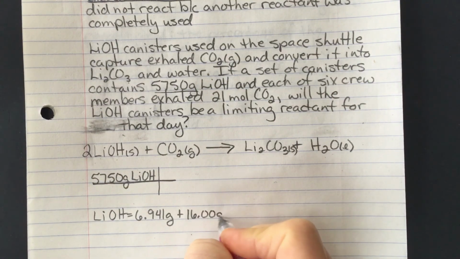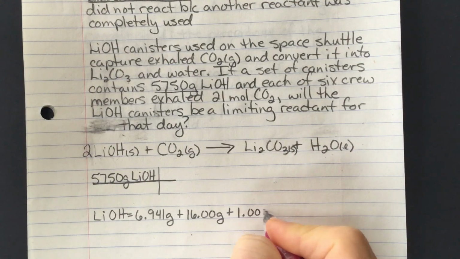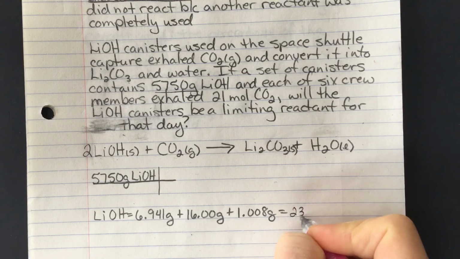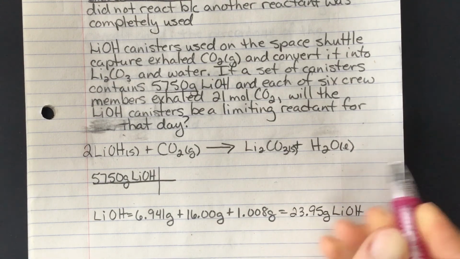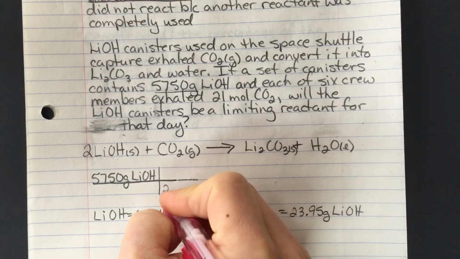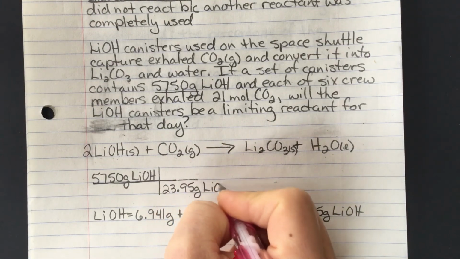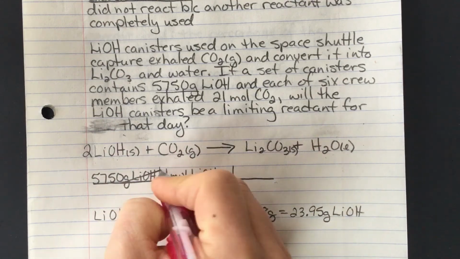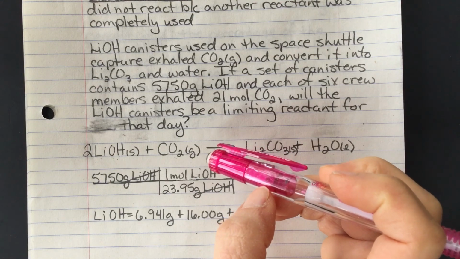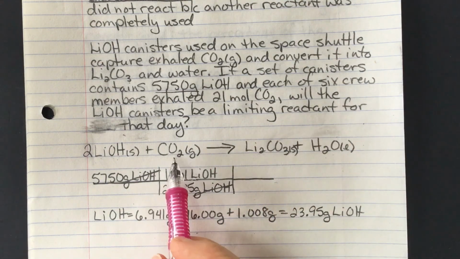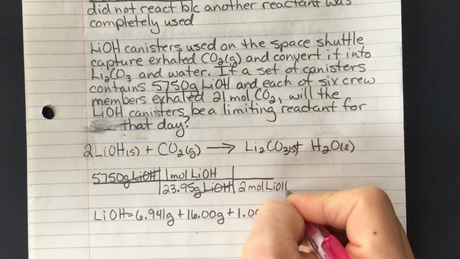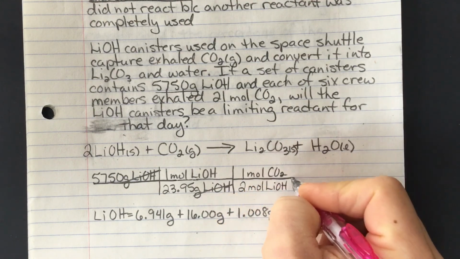Oxygen is 16.00 grams from our periodic table, and hydrogen 1.008 grams. When we add those up, we get 23.95 grams of lithium hydroxide. So that is what goes on the bottom here, 23.95 grams of lithium hydroxide is 1 mole of lithium hydroxide. So we're in moles of lithium hydroxide. We want to convert to carbon dioxide. So we see here our mole ratio is 2 to 1. So for every 2 moles of lithium hydroxide, we'll react with 1 mole of carbon dioxide.